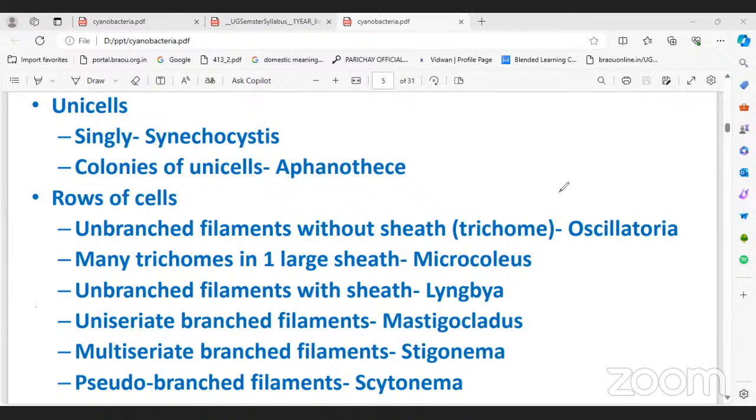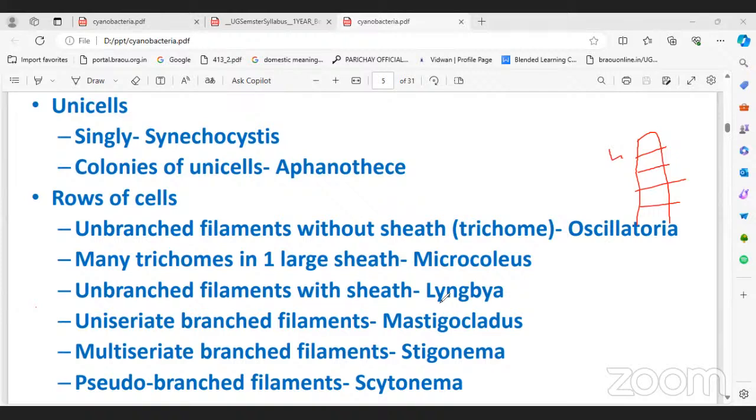So what happened in the first type, in Oscillatoria? In Oscillatoria, the thallus is unbranched filamentous. This is the filament, and these are the cells. Without sheath. There is no sheath, so this is called a trichome.